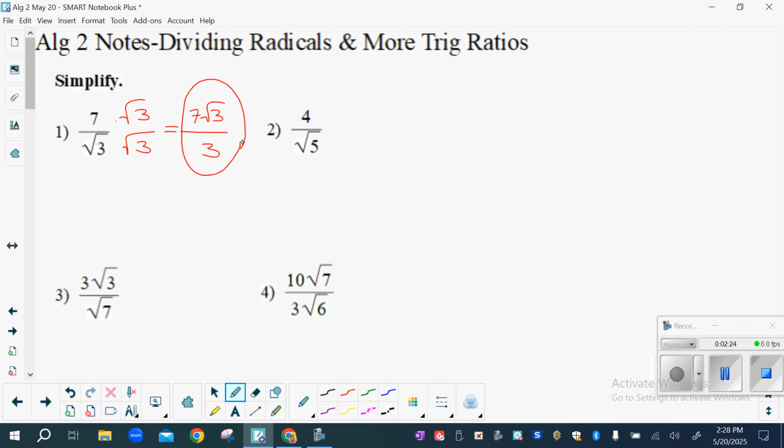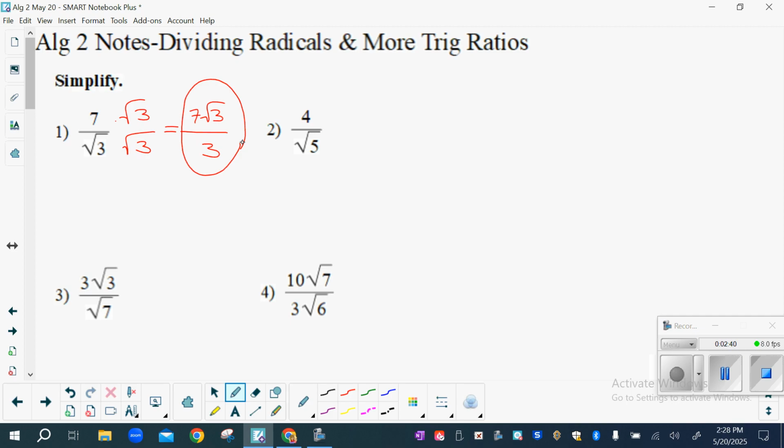I know it looks like that's not necessarily more simplified, but again, we just don't want that radical in the denominator. If you go on to a class after this, that's what they're going to expect you to know, that you can't have that radical in the denominator.